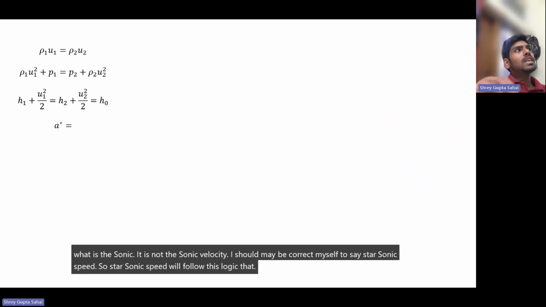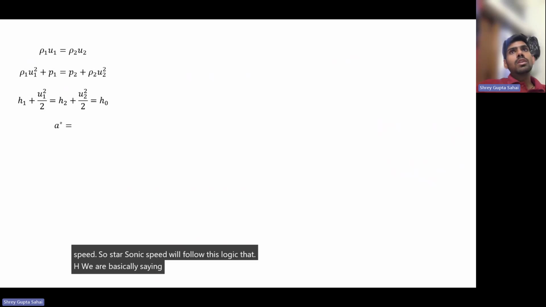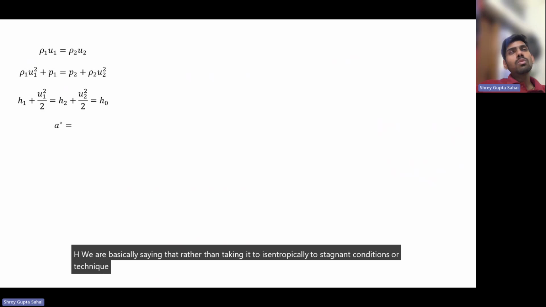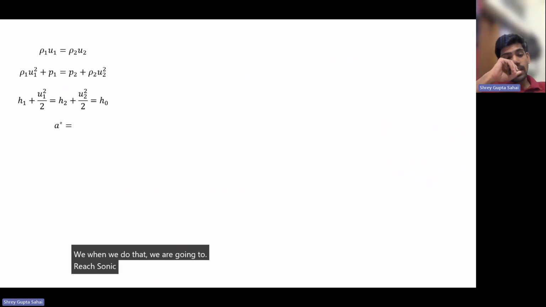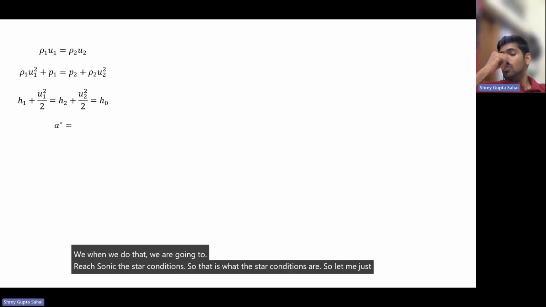We are basically saying that rather than taking it isentropically to stagnation conditions, we are taking it isentropically to sonic conditions. That is our aim, and when we do that, we are going to reach the sonic, or star, conditions. So that is what the star conditions are. Let me just write that down for you.